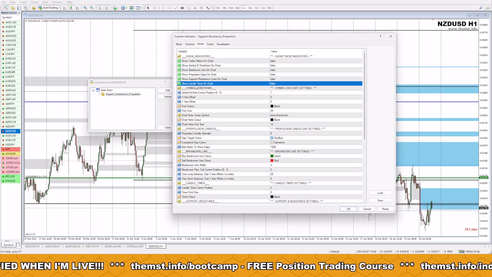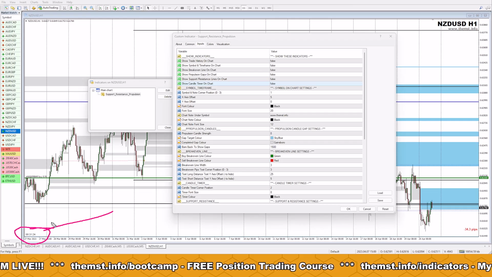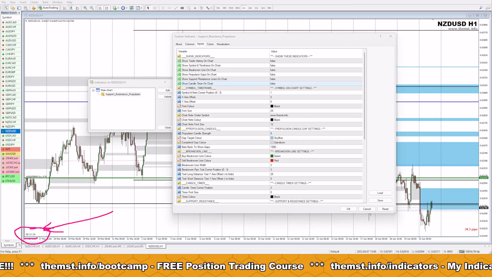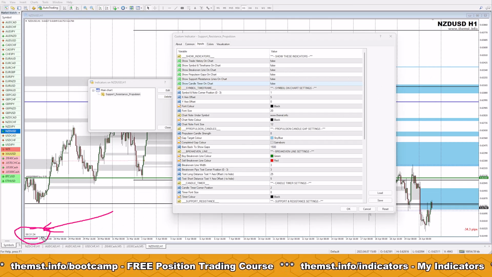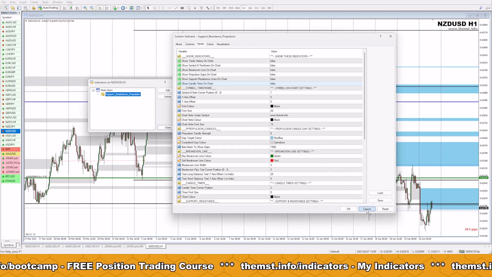And then we've got the show candle timer on chart setting, and that is down in the bottom left-hand corner here. So this just shows you how long is left on the actual candle for the time frame that you're looking at. So that's everything that the indicator does.